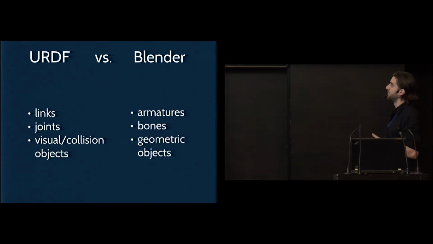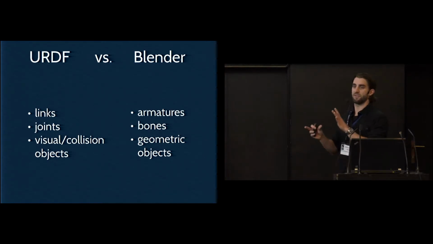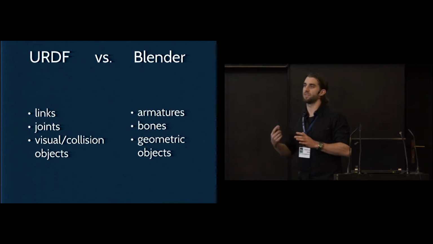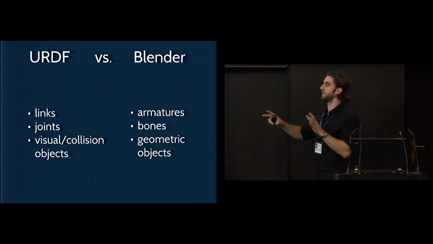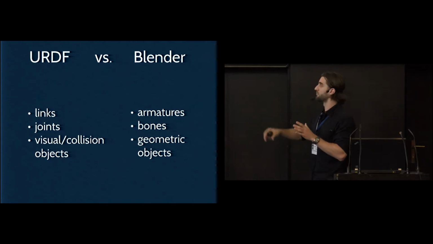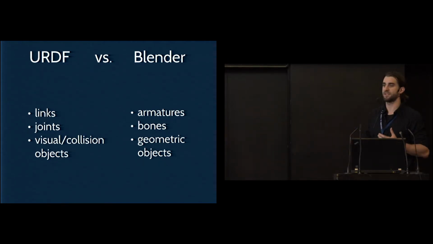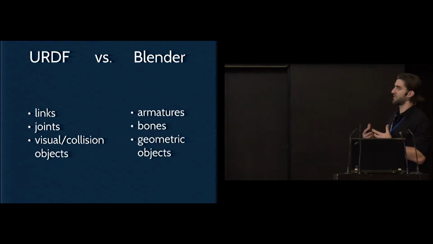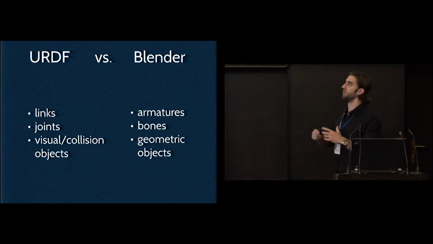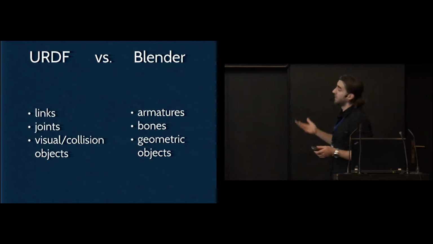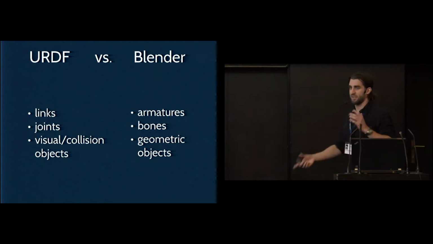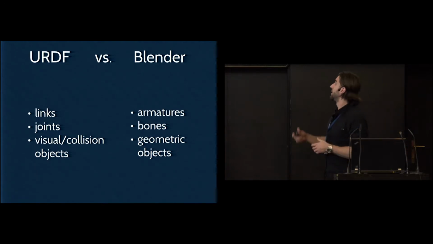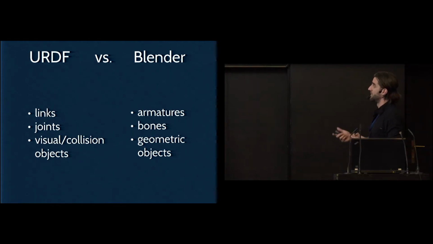So in URDF you have links, which are reference frames in your models, and then you have joints, which define the spatial relation between those reference frames, and also how these reference frames can move, how they are constrained. And also you have visual and collision objects, which get attached to the links, so they exist in their reference frames, to be able to represent the visual model of the robot and the collisions. And in Blender you have pretty similar stuff. I mean, you have these armatures and bones, which are part of these kinematic animation skeletons. And you have geometric objects which could represent visual and collision objects.